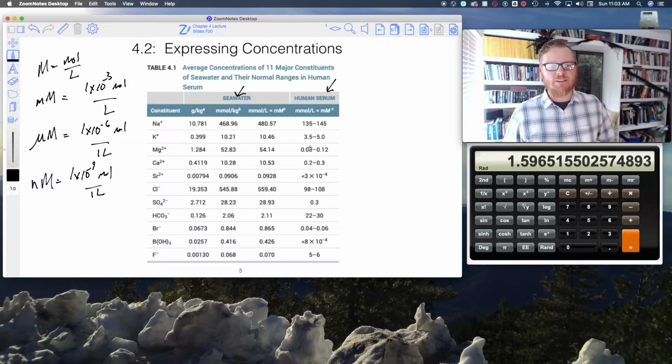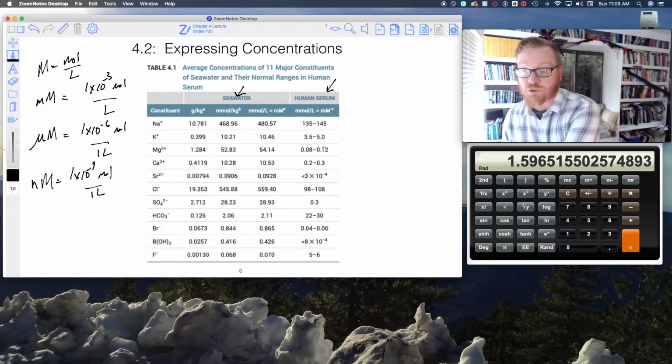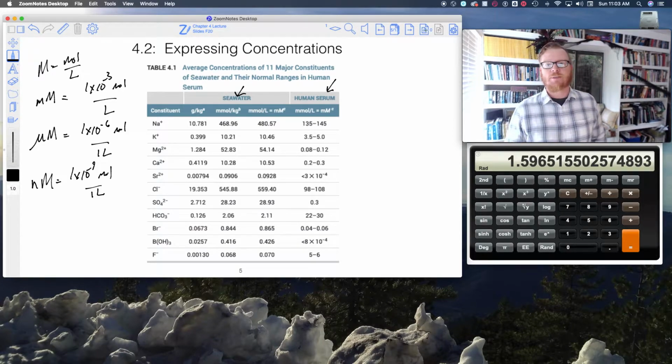And then if you look at the concentration of these ions in human blood, look, it's tiny. Less than 3 times 10 to the minus 4 for strontium 2+, okay? Or even for some other ones, let me find a small one here besides the strontium 2+. I mean, even magnesium is really small, okay? So there are other units we can use to express these concentrations, more useful units.